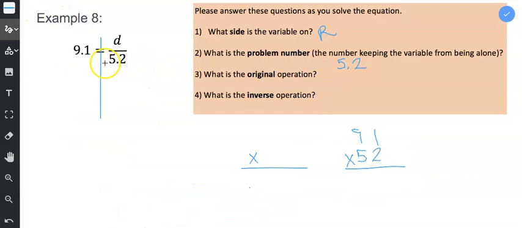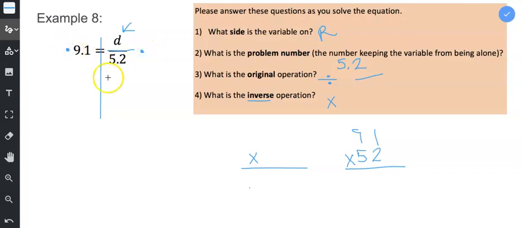All right, example 8. 9.1 is equal to d divided by 5.2. I already filled in some answers. What side is the variable on? d is on the right side of the equal sign. What's the problem number? 5.2. That's what we're trying to get rid of. The original operation is division. We know that because of this fraction bar, and a fraction bar means division. The inverse or opposite of division is multiplication, so we know we're going to multiply both sides by a number.